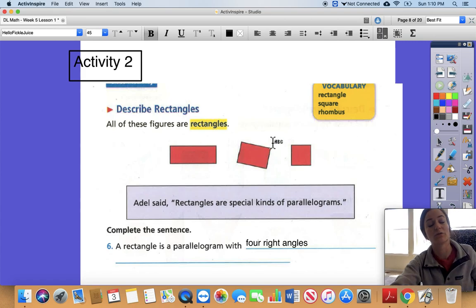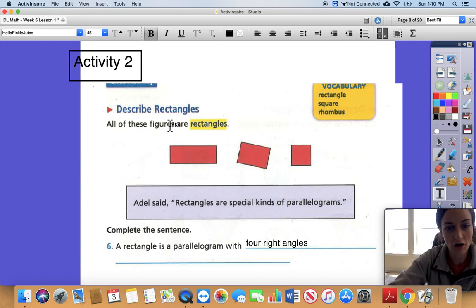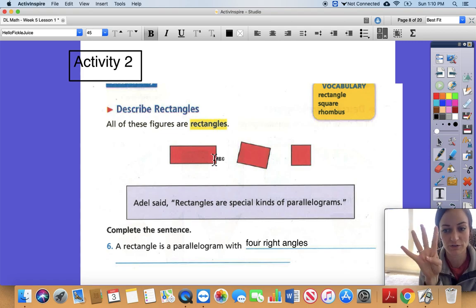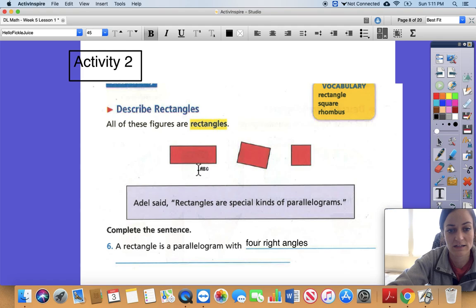All right, now let's look at rectangles. All of these figures are rectangles. And you're probably thinking, Miss Cook, we learned this in kindergarten. But we're going to talk about what makes a rectangle a special parallelogram. Okay? So rectangles are special kinds of parallelograms. A rectangle is a special kind of parallelogram because it's a quadrilateral, so it's got 4 sides. It's a parallelogram because the opposite sides are parallel to each other.